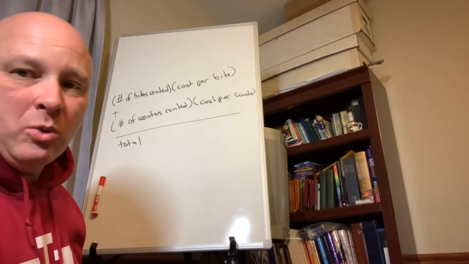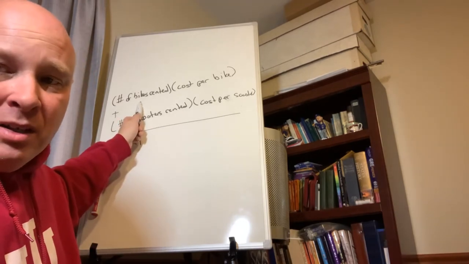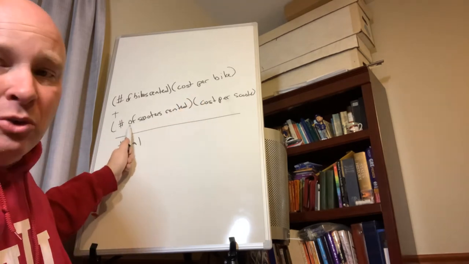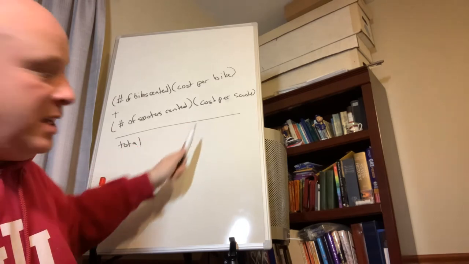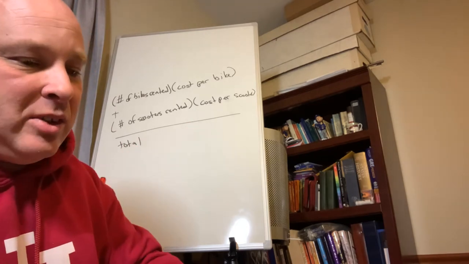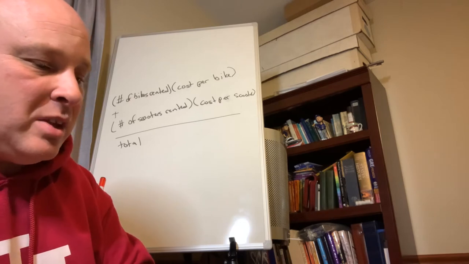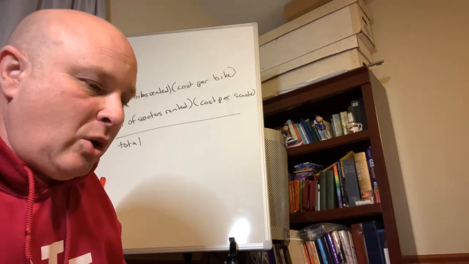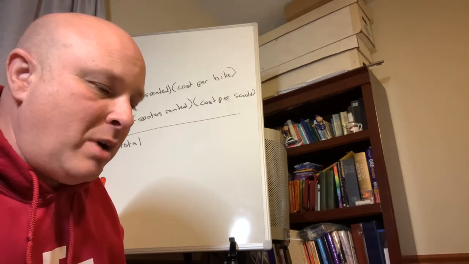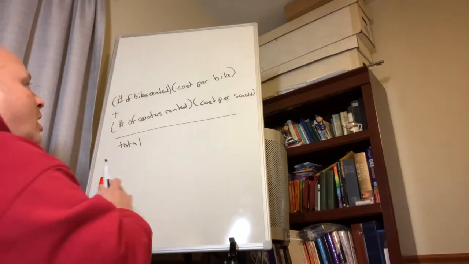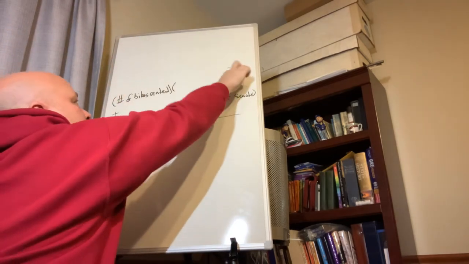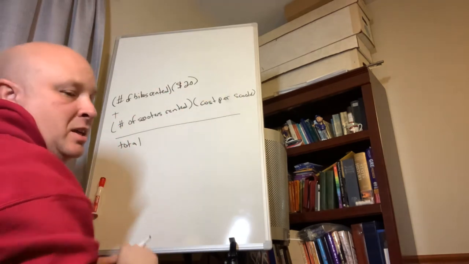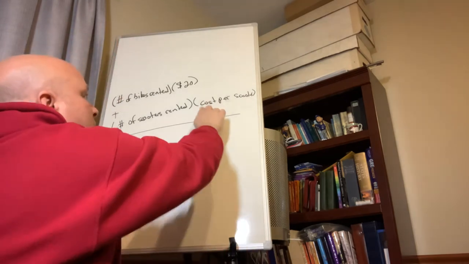All right. So we've got the number of bikes rented times the cost per bike. We take that number and we add it to the number of scooters rented times the cost per scooter. And that's going to give us our total. All right, let's replace these things. These are the things we have to find out. And then let's create an algebraic equation from this. So what do we know? We know how much each bike costs. So the cost per bike is now $20. And we know that the scooter costs $45.